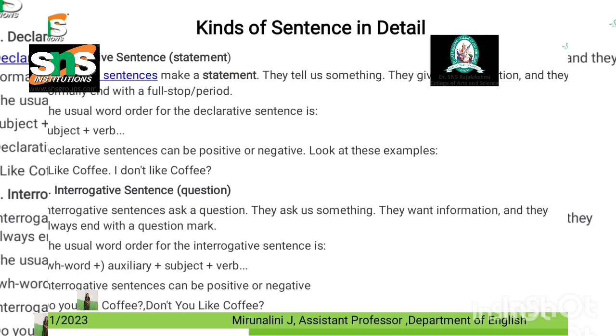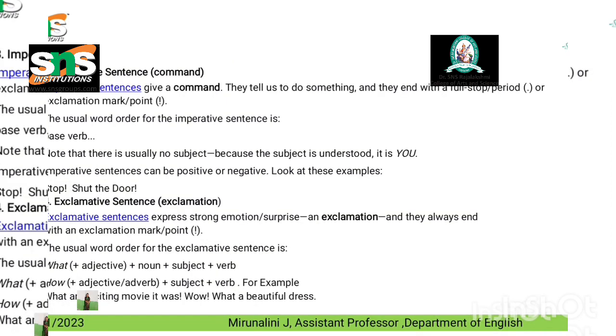Next type of sentence is interrogative sentence. Interrogative sentences ask a question. They ask us something. They end with a question mark. For example, do you like coffee? Don't you like coffee? Do you like coffee is a positive question and don't you like coffee is a negative question. And the third type of sentence is imperative sentence.